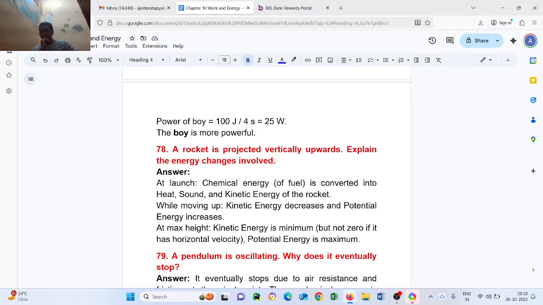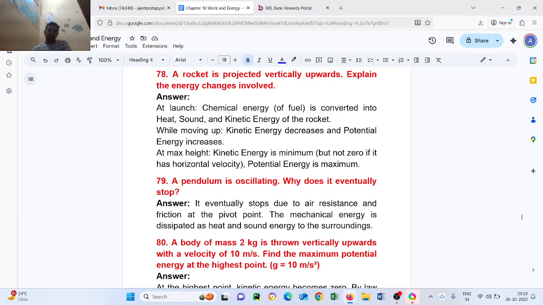Question number 78. A rocket is projected vertically upward. Explain the energy change involved. At launch, chemical energy of fuel is converted into heat, sound, and kinetic energy of the rocket. While moving up, kinetic energy decreases and potential energy increases. At maximum height, kinetic energy is minimum, but not zero if it has horizontal velocity. Potential energy is maximum.